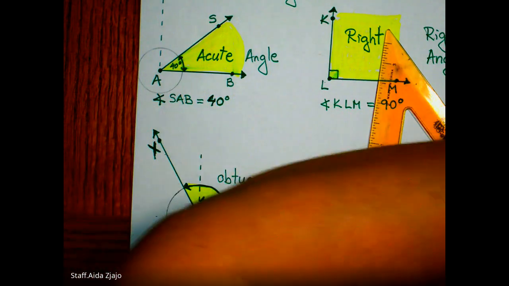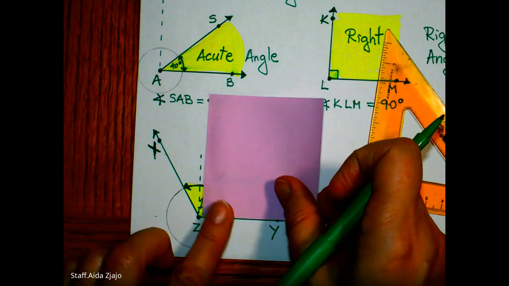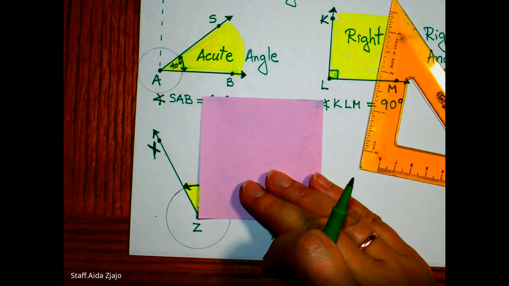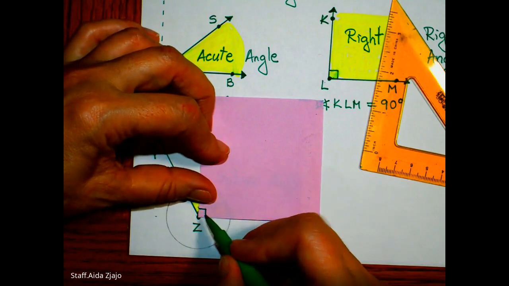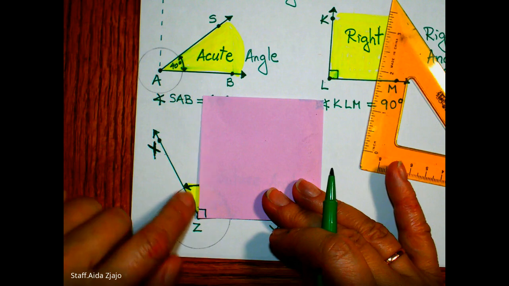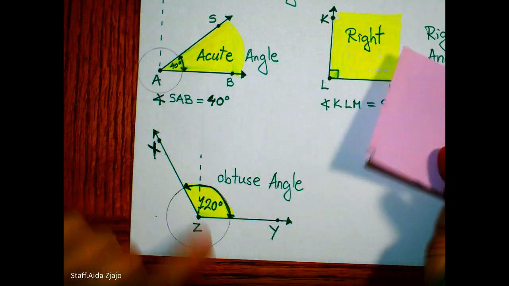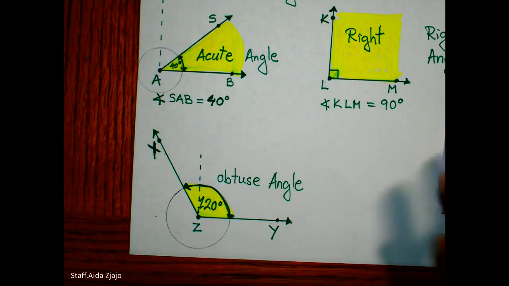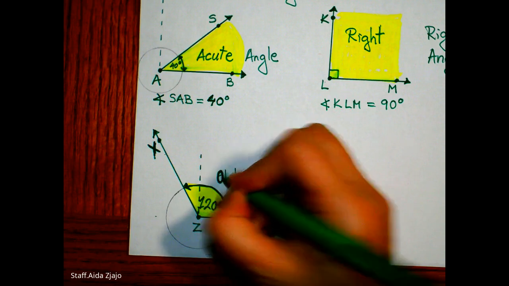Or we can use our sticker, and we can fit the sticker right there. And you see, this is a right angle. If it's a right angle, it would be that much. But then this yellow part is bigger than 90 degrees. So it's 120 degrees, and we'll call it an obtuse angle. Okay, like a big obtuse angle.